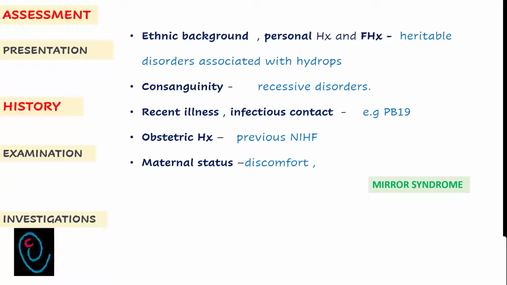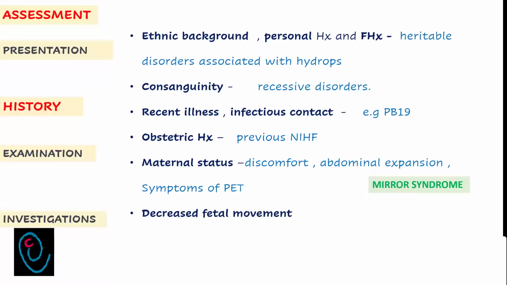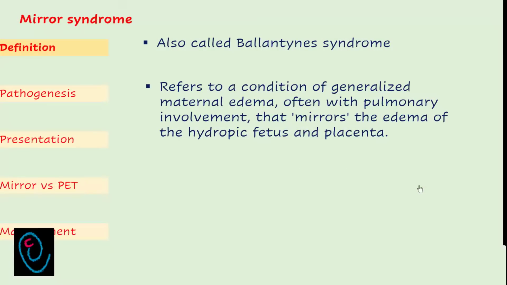Assess maternal status. Ask about discomfort, abdominal expansion, and symptoms of preeclampsia. These manifestations may alert to evolving polyhydramnios and maternal mirror syndrome. Ask about decreased fetal movements. Let's discuss in some detail what mirror syndrome is.